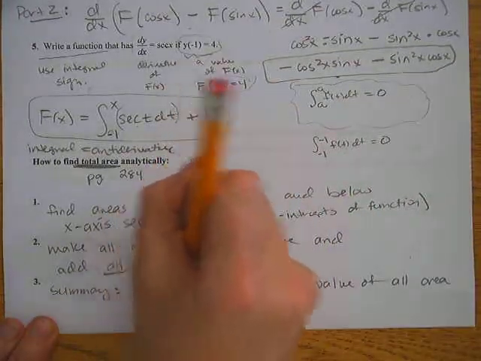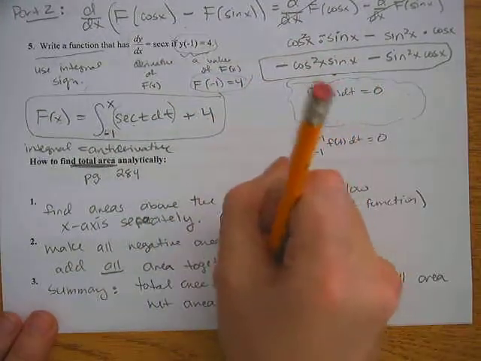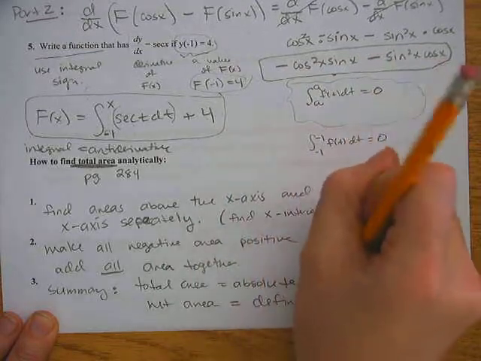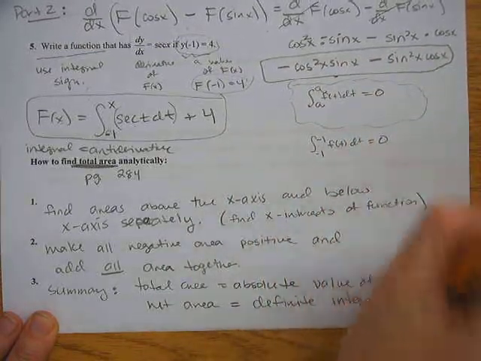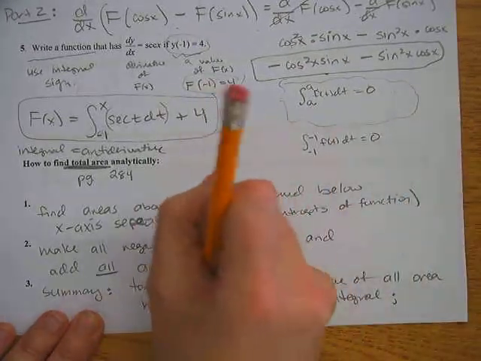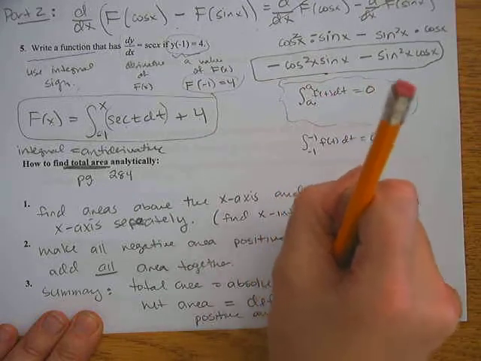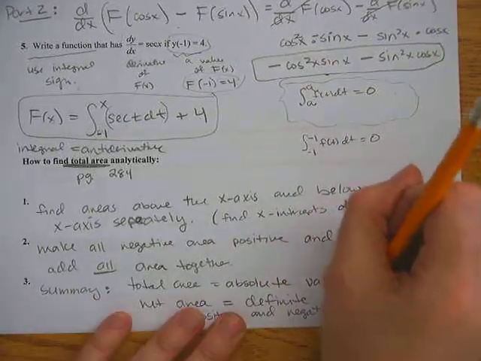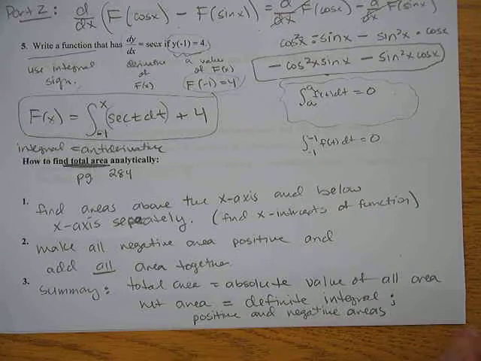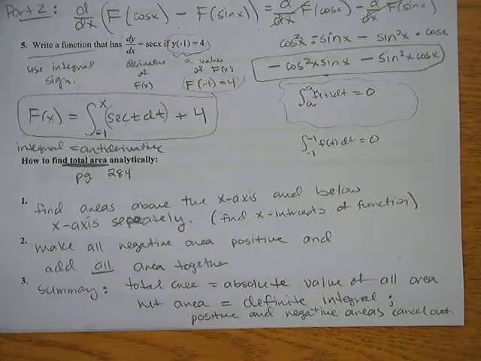So as a summary, total area is like the absolute value of all the area. It's not taking into account any negative. Whereas the net area is what you would get if you just evaluated the definite integral. And that's where positive and negative areas cancel each other out.